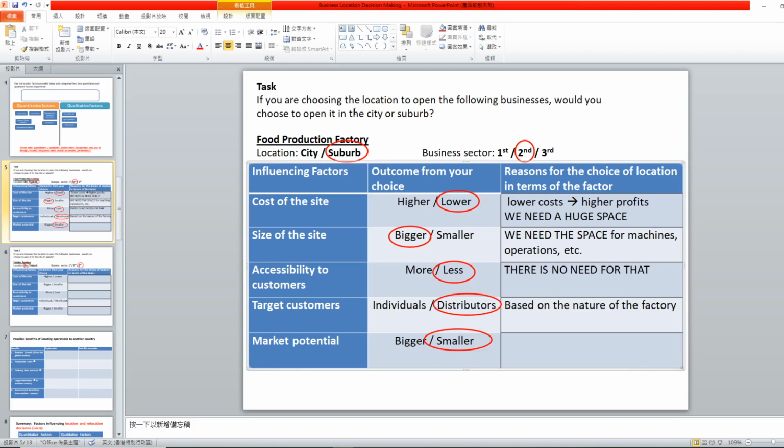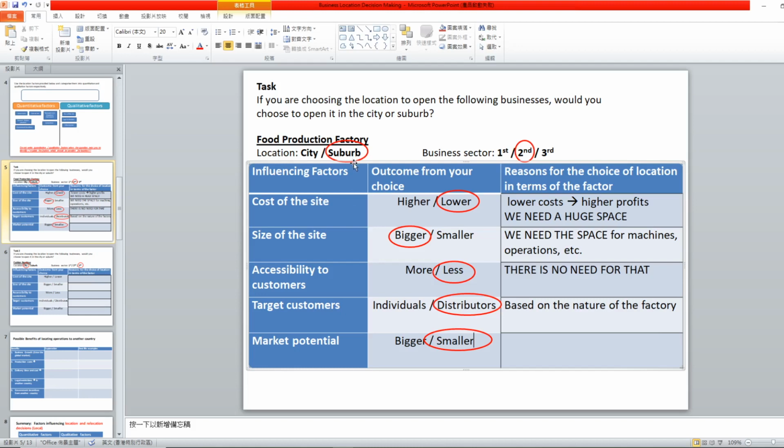Why is that? Because here we are trying to focus on the location. If you're in the suburb, your market potential, your potential demand for the goods in the suburb, should be less. But here we just want to focus on the location.